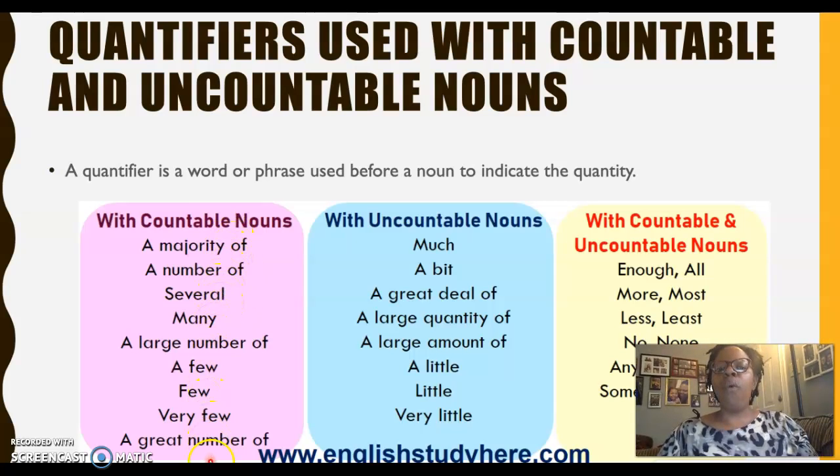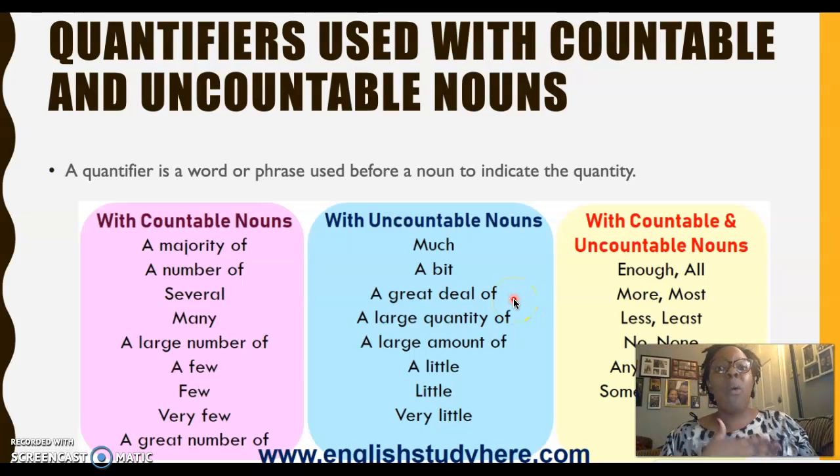So this is just showing you these words that you can put in front of a noun to indicate the quantity. If you use these quantifiers, you wouldn't add a number with it. You wouldn't say a large number of 7. No, you would just use this to tell how many you have of something. Now, with uncountable nouns, we have words such as much, a bit, a great deal of.